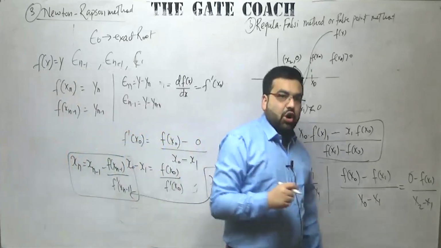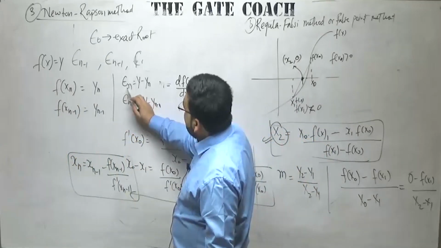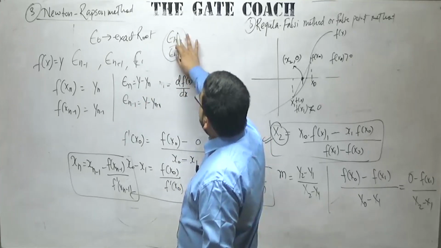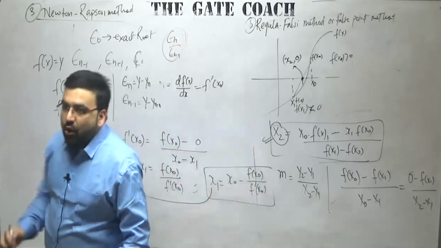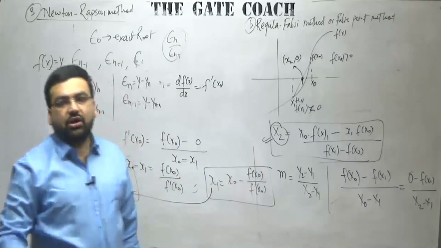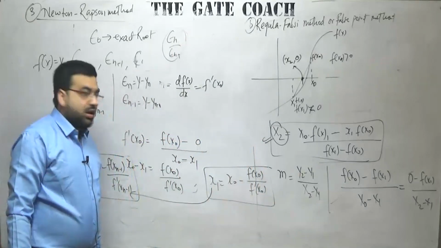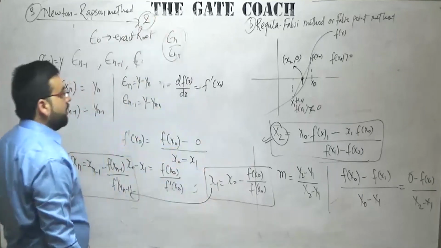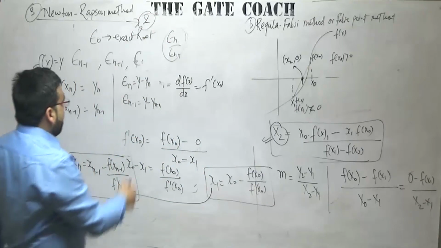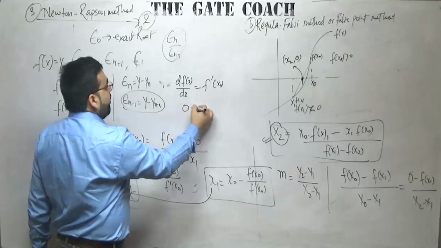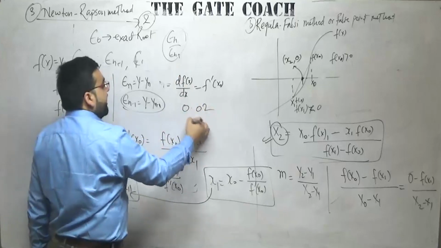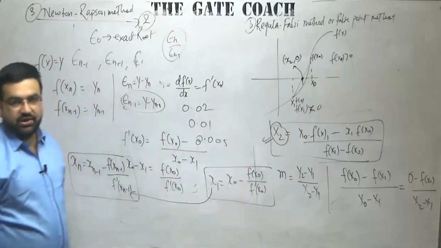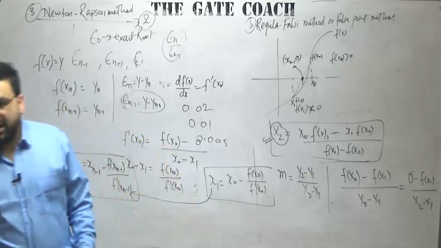Now what is the ratio of epsilon n and epsilon n minus 1? This is called the rate of convergence, meaning how quickly you are coming to the exact root. Clear? And the rate of convergence of the Newton-Raphson method is 2. For example, here you are getting an error of, let us say, 0.02. In the next step you will be getting an error of 0.01. In the next step 0.005. That is the meaning of rate of convergence: how quickly you are coming closer to the exact root.